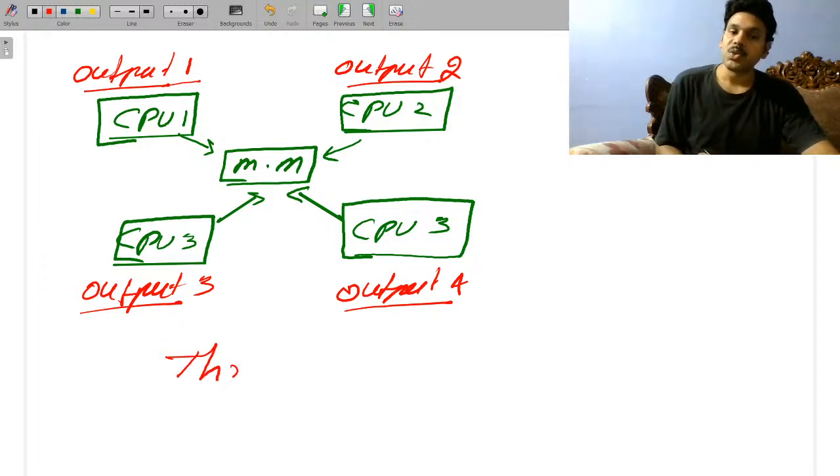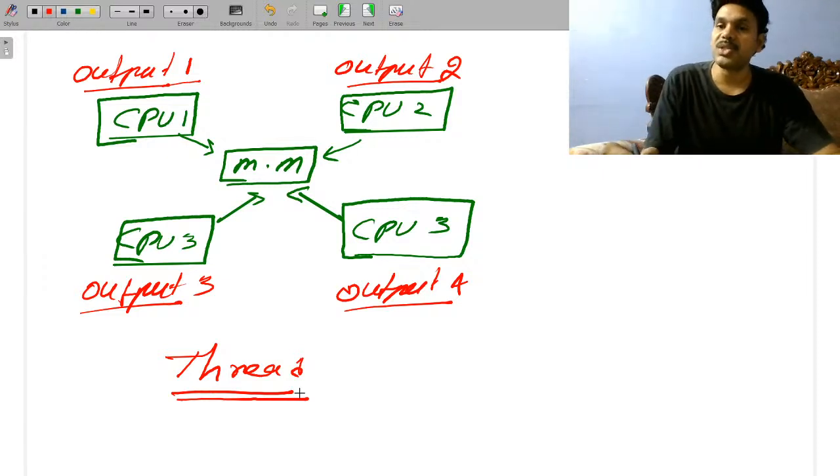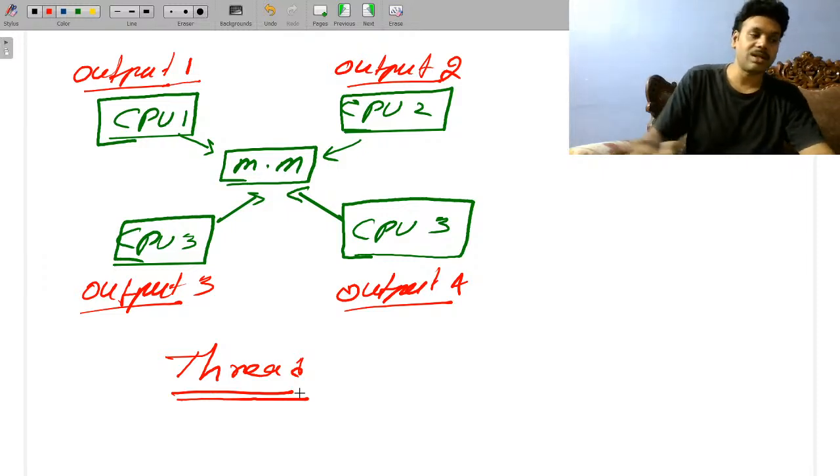Threads. So what is the thread going to do? A thread is very similar to fork, but instead of duplicating, it gives you different, unique outputs, because every thread is nothing but a smaller unit of code. I will show you how threads are executed and how they are created. Let us see.